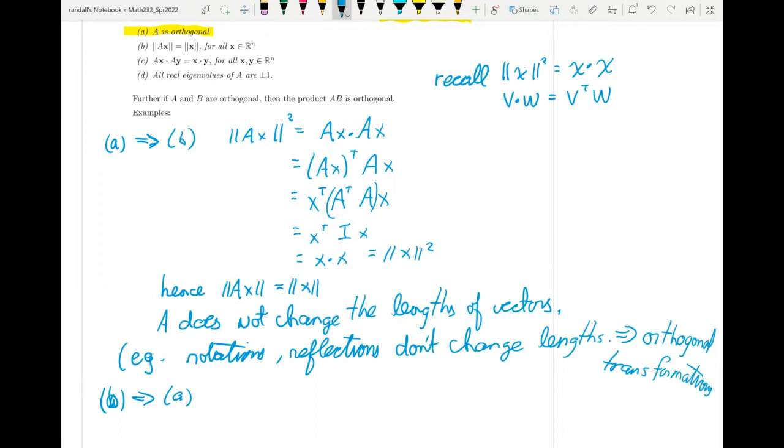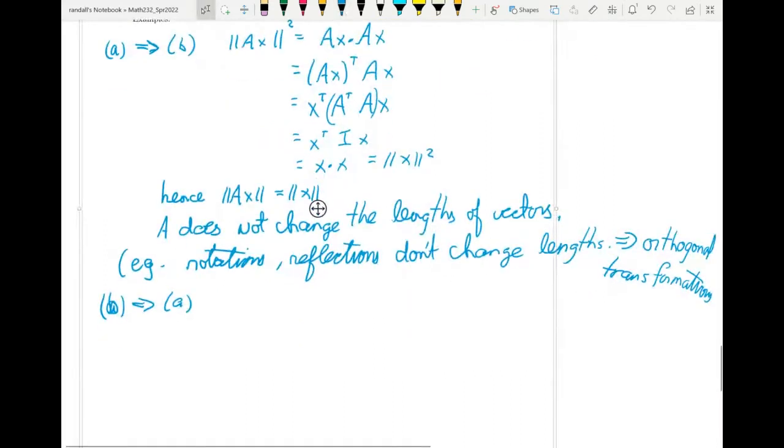Okay, orthogonal transformations. A transformation that preserves length is an orthogonal transformation. That's A and B being equivalent. Now A and C, that's a little bit different. A implies C, say. So C is saying, let's look at it again.